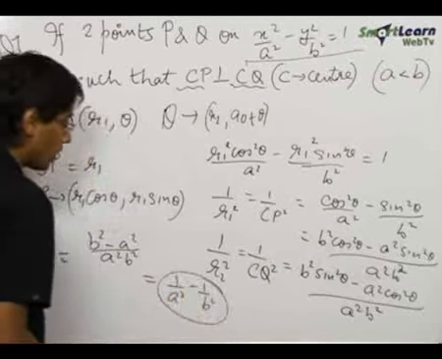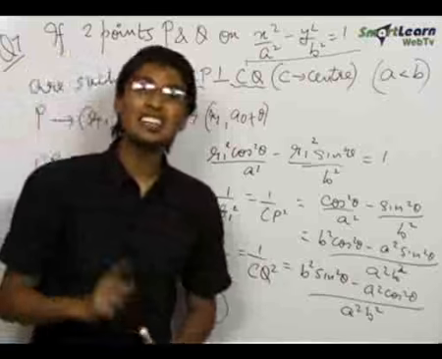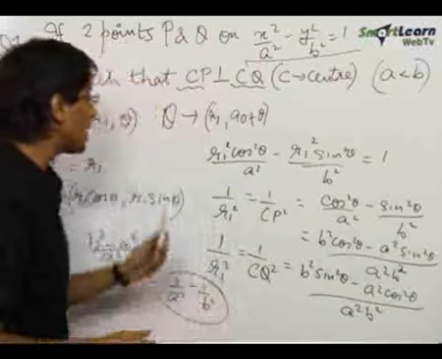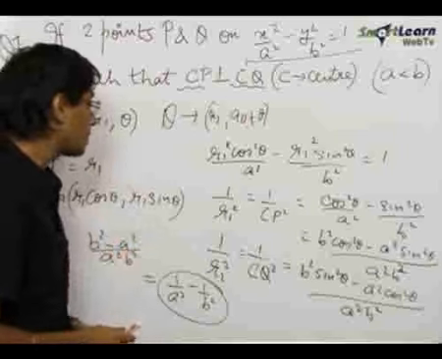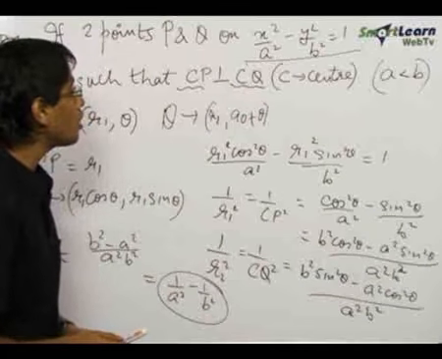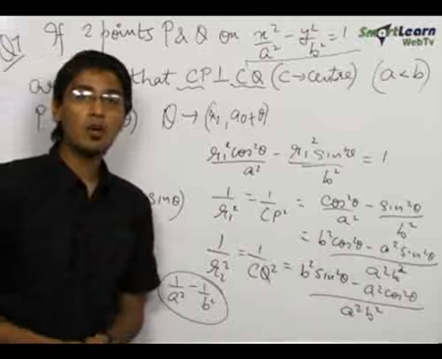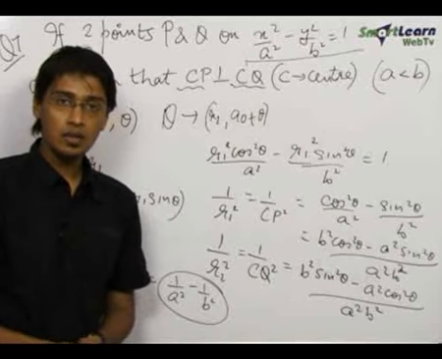Hence we saw that in this problem we could use Cartesian coordinates x and y, or we can use the parametric coefficients r1 and theta in order to get 1 upon CP square plus 1 upon CQ square to be equal to 1 upon a square minus 1 upon b square, and this is our final answer.